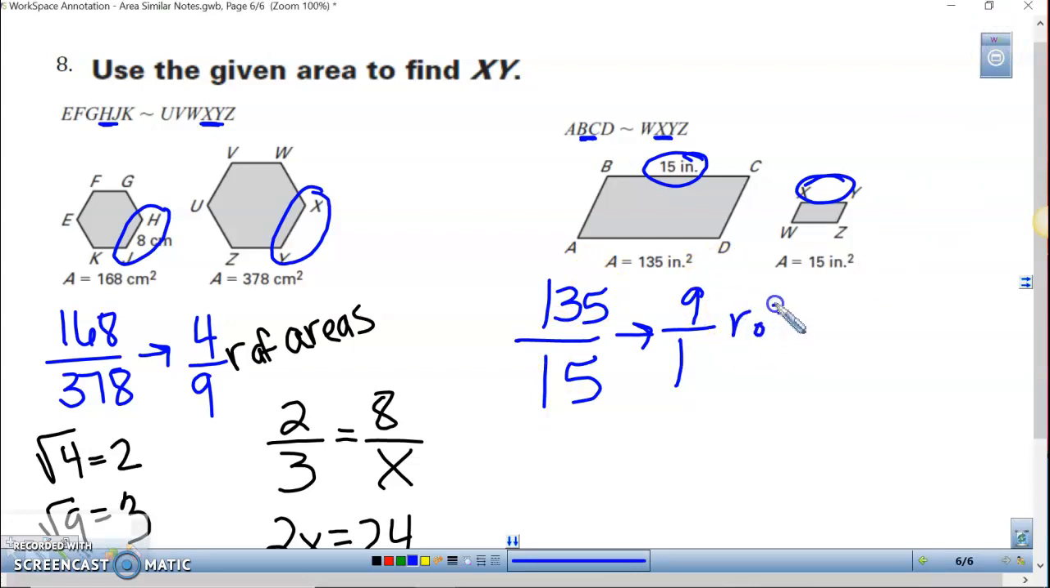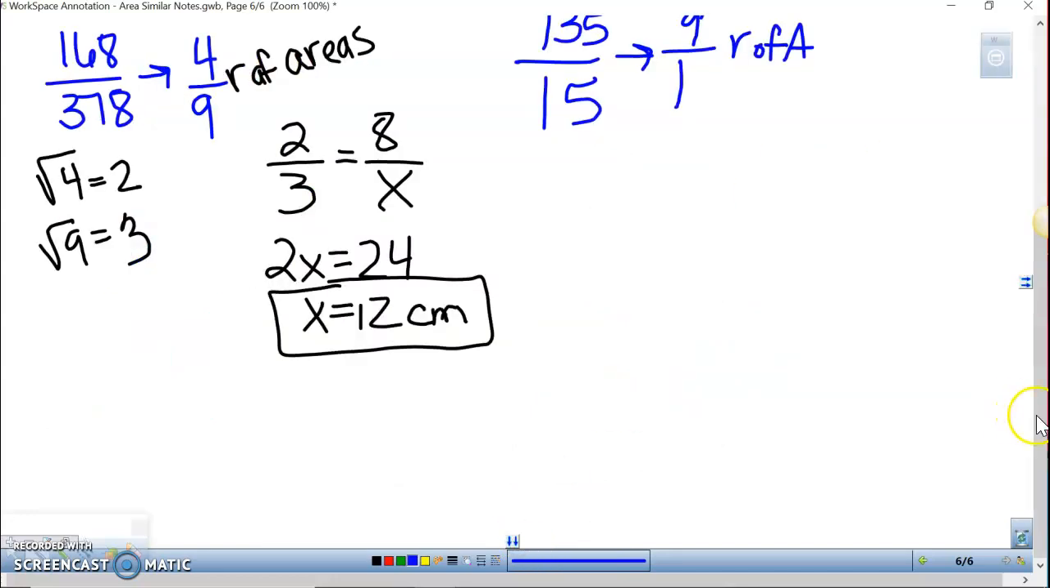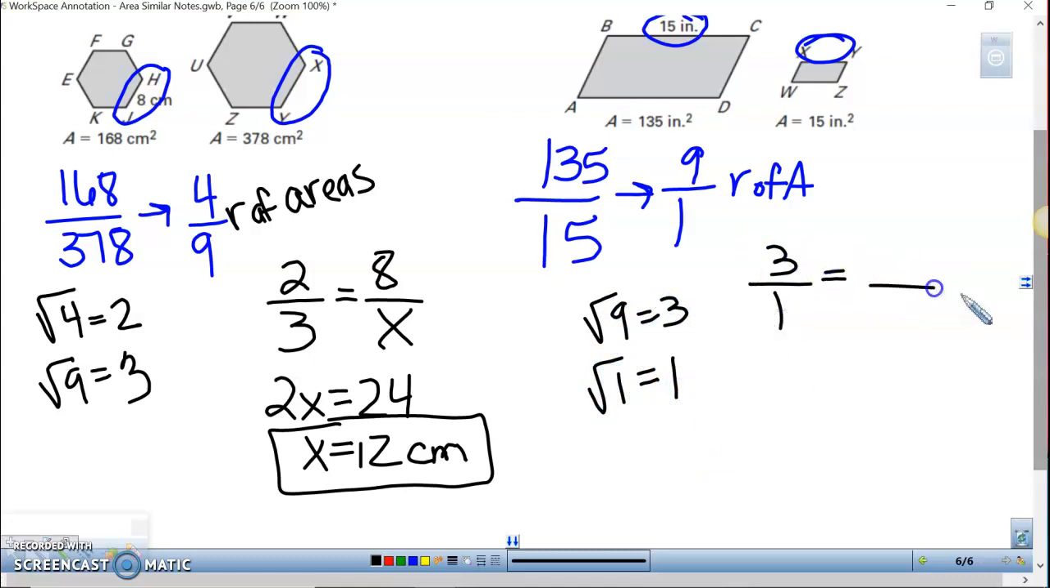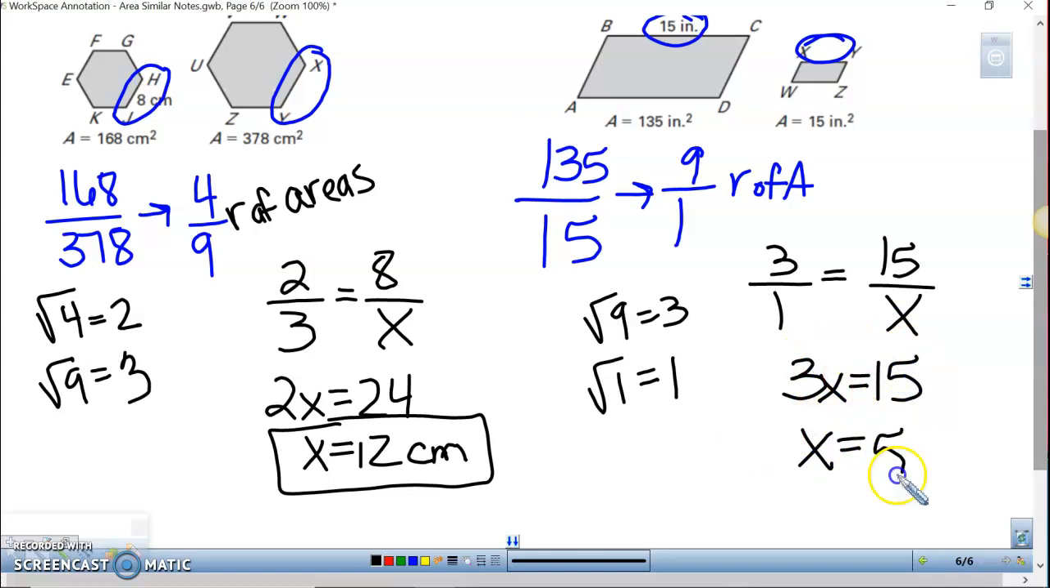Okay, so this is the ratio of areas. We're looking for a side length. So again, that ratio is useful, but it's not exactly what we need. So we have to square root 9 and we have to square root 1. So this is the ratio of the side lengths, which we're going to use in the proportion. 15 is the larger side, so I'm going to put it in the numerator with the larger number. I don't know this side length. That's what I'm trying to find. Oh man, that was easy. So this side length is 5 inches.